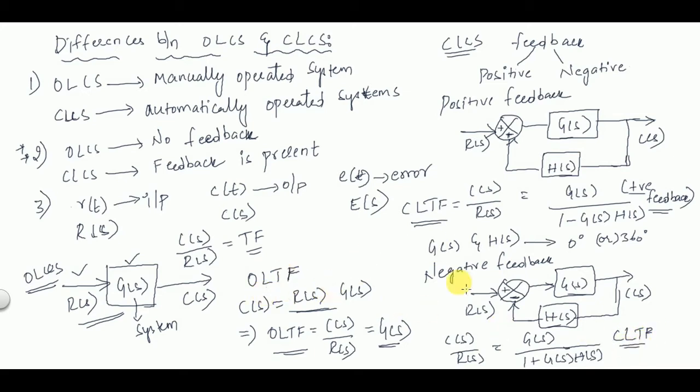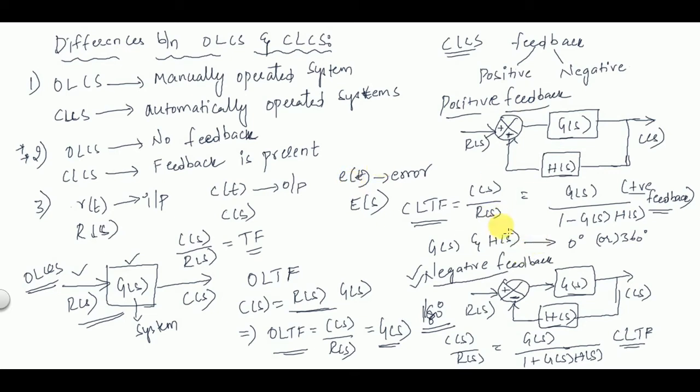So for negative feedback, the phase shift between the system G of S and the feedback network H of S is 180 degrees. In most cases we'll use negative feedback only, because for positive feedback there are many disadvantages. We'll discuss that in a different video.